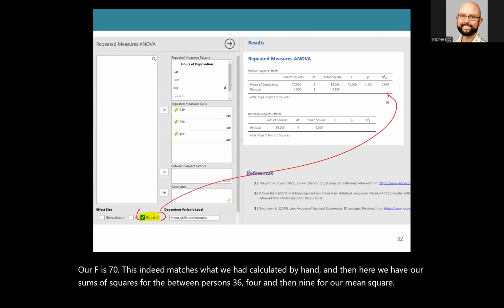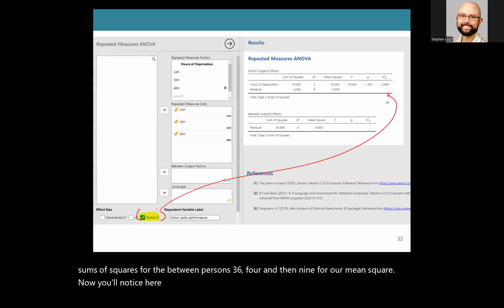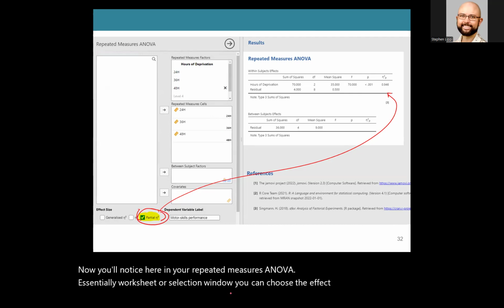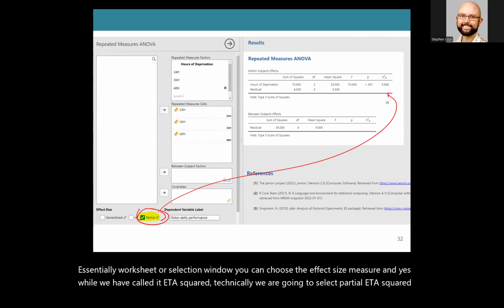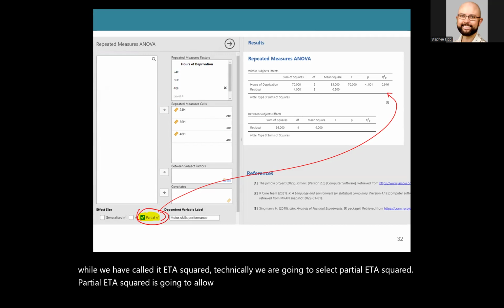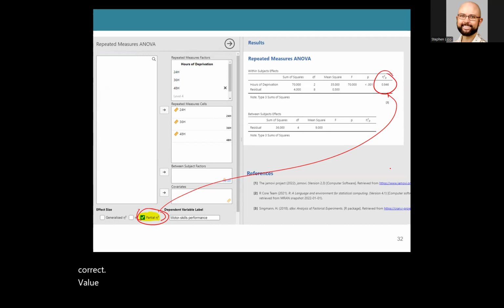Now, you'll notice here in your repeated measures ANOVA worksheet or selection window, you can choose the effect size measure. And yes, while we have called it eta squared, technically we are going to select partial eta squared. Partial eta squared is going to allow us to get that corrected calculation to give us the correct value for our effect size.